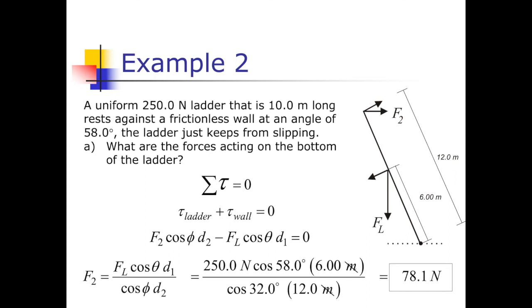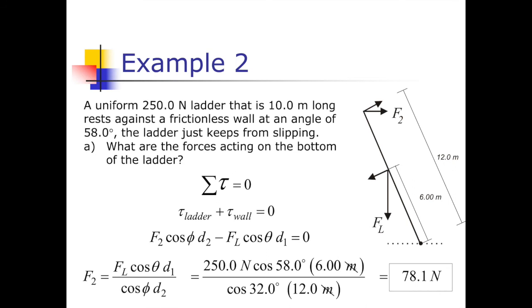And so what you see now is when I do the torque of the ladder, I'm going to take F2 and I'm actually going to multiply it by the cosine of phi in this case, which is just going to be the angle that's given. And then when I do the weight of the ladder, I'm going to multiply that by cosine of theta so that I, again, can get the second component.